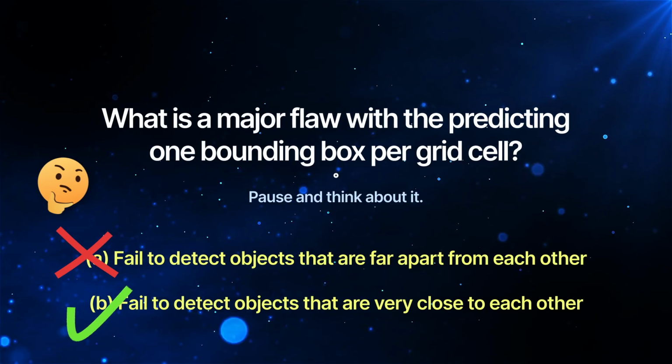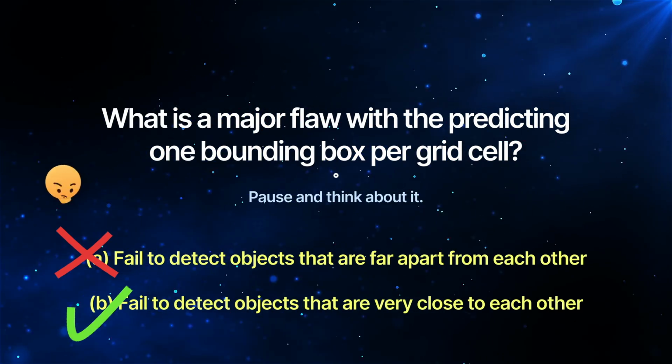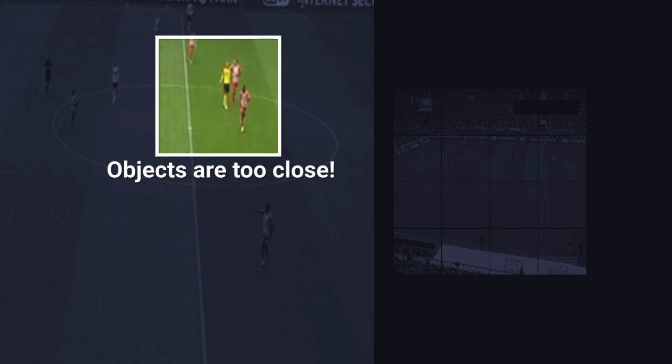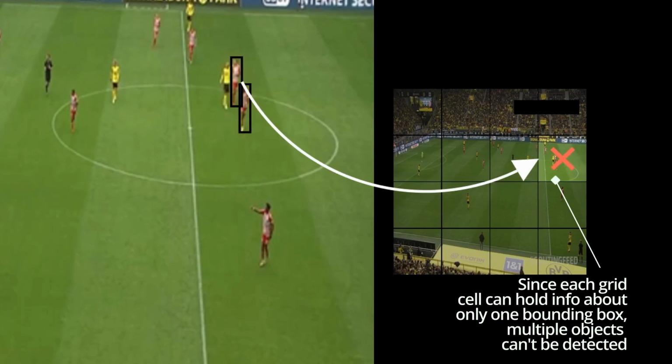Well, a problem crops up if we have multiple objects that are very close by and fall within the same grid cell. Since our prediction vector only captures a single bounding box per cell, it will be impossible to detect more than one object if they are super close to each other and are competing within the same grid.